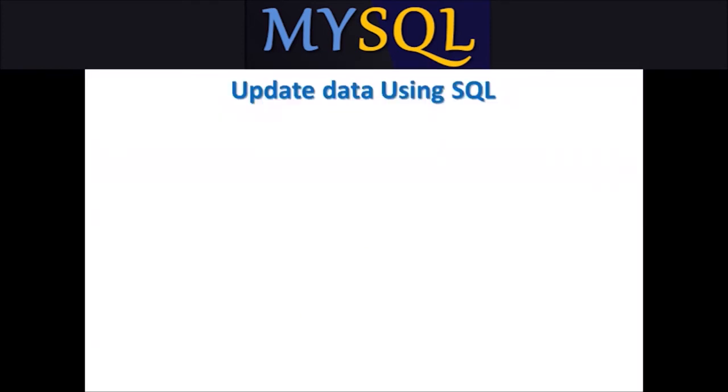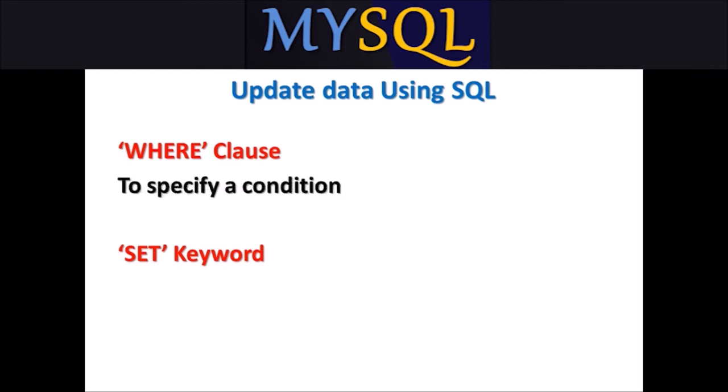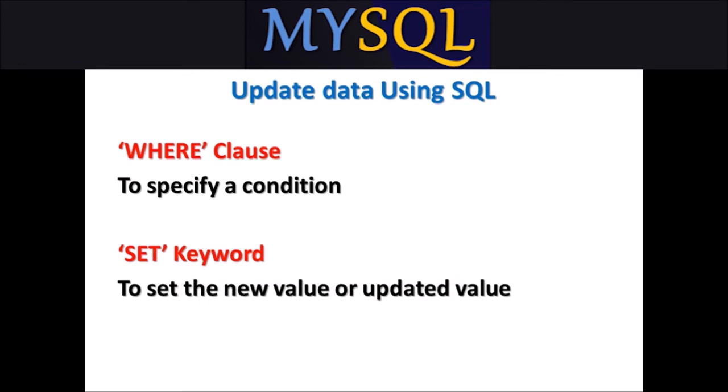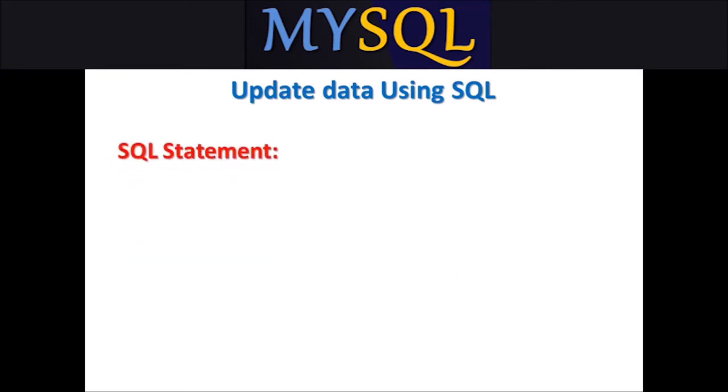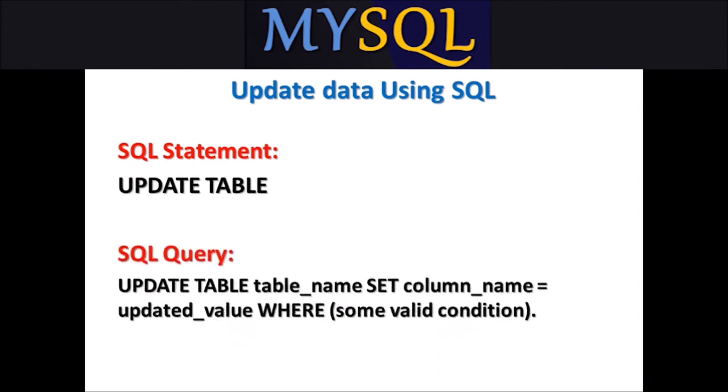Now we will learn how to update existing data by SQL. During this topic, you will be introduced to the WHERE clause and the SET keyword. The WHERE clause is used to specify a condition. If the condition is satisfied, then the data will be updated, and SET is used to set the new or updated value. To update any data, we use the statement update table, and the query is update table name, set column name equals some updated value, where some condition.